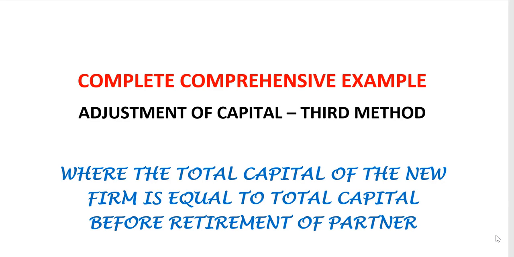In this video, we will solve a complete comprehensive example for the third method of adjustment of capital at the time of retirement of partner. The third method is where the total capital of the new firm is equal to the total capital before the retirement of partner. So let's go to the example sum.